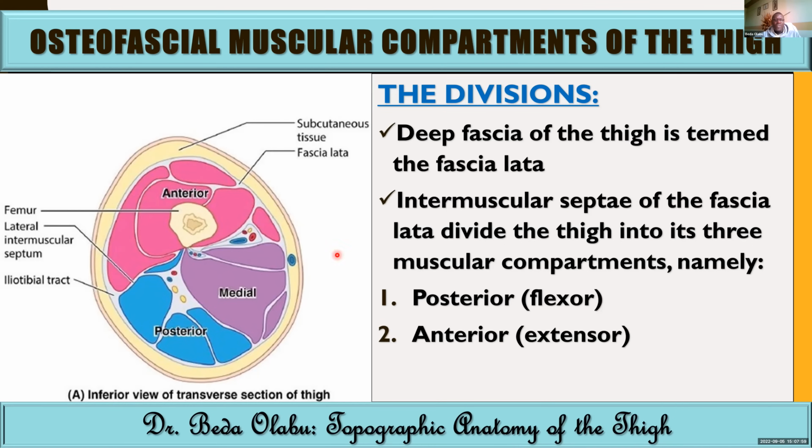Anterior compartment, also called the extensor compartment, is this one, the muscles in front of the femur or in front of the thigh. And then we have the medial compartment, which we also call the adductor compartment, on the medial aspect of the thigh. So in this particular lecture, we are focusing on the anteromedial thigh, anterior and medial thigh compartments.